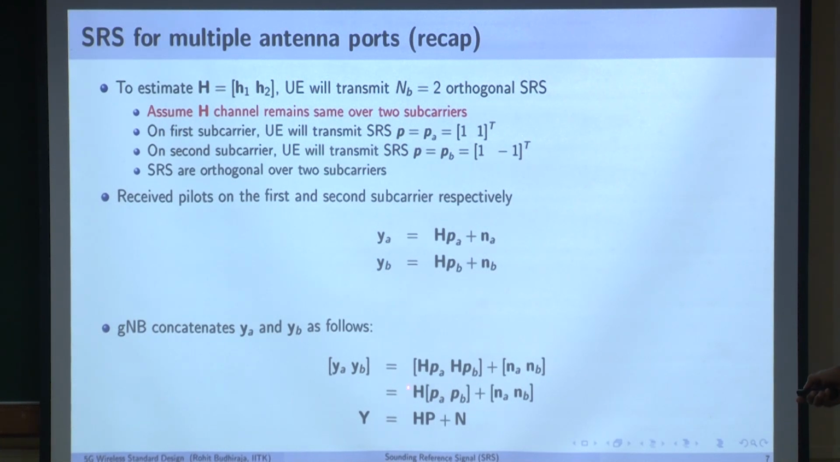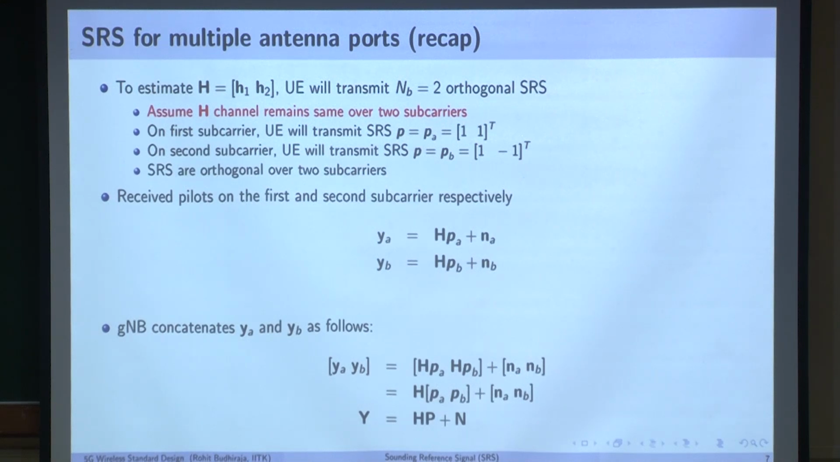So it's 4 elements, and if you look at this, there will be 4 equations sitting over here, because Y_A is 2 cross 1 and Y_B is 2 cross 1. So basically 4 equations, and you are able to estimate 4 variables from that. Now if H is not constant, it becomes H_A and H_B, so you cannot estimate it. So the key property here is that H is basically constant over 2 subcarriers.